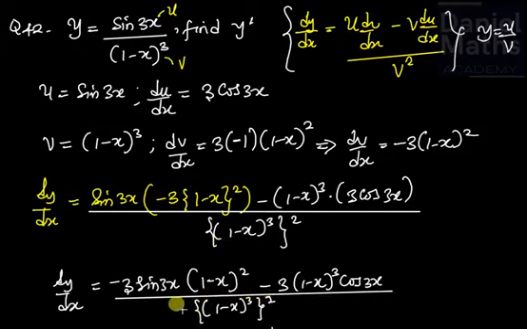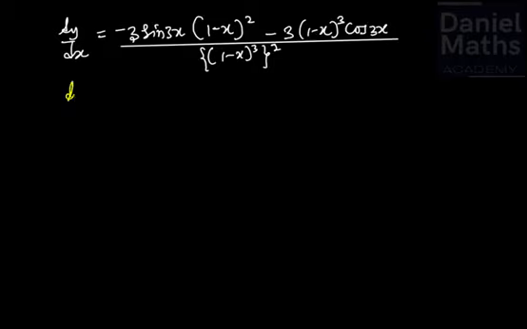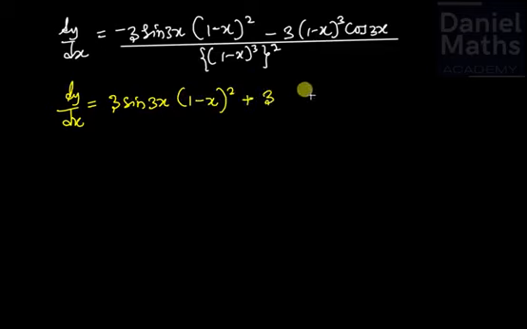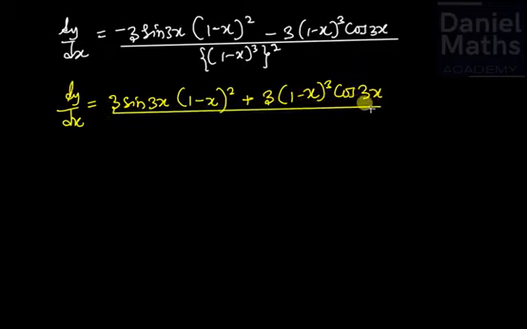So dy over dx is equal to, multiplying throughout by the minus sign, 3 sine 3x times 1 minus x all squared, plus 3 into 1 minus x raised to the power 3 cos 3x. All of this is divided by 1 minus x raised to the power 3, all raised to the power 2.